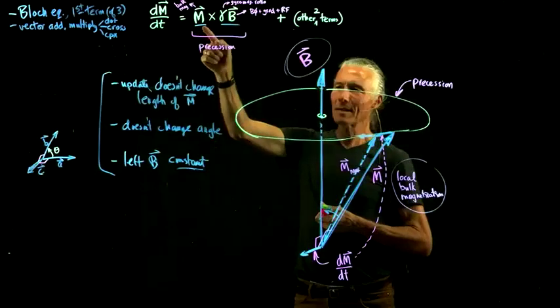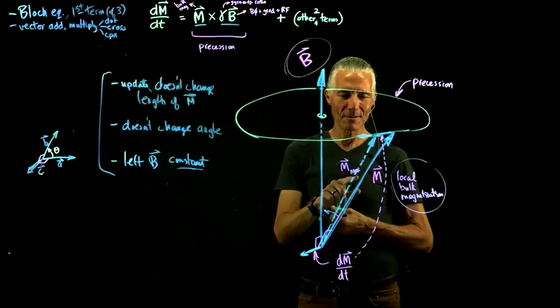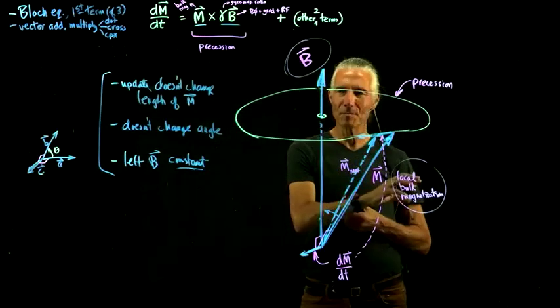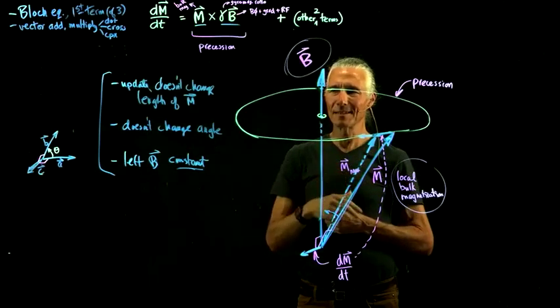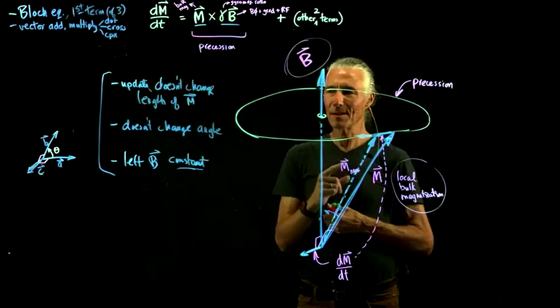Using the cross product to tell us how to update the bulk magnetization vector, and what's the result? It just continuously precesses around, doesn't change its length, doesn't change its angle, just keeps going around.